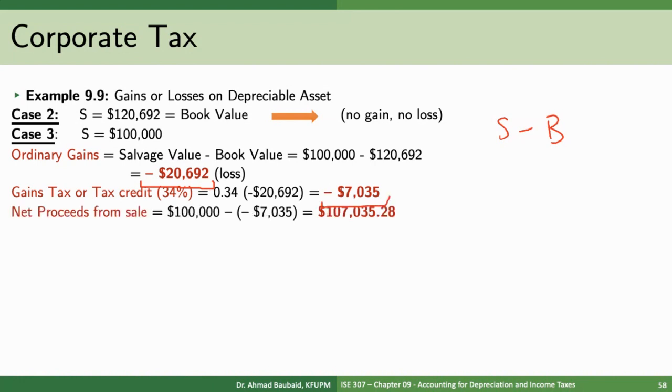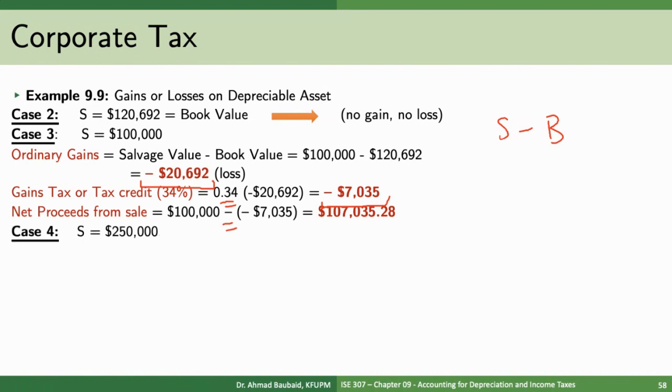And again, if I compute the net proceeds from sale, I add it. So mechanically you follow the same steps. Like the negative is just there, right? But here you're still subtracting, which is the same. You're still multiplying by 0.34, which is always the same. So you just follow the same steps. Just keep in mind that you get a credit.